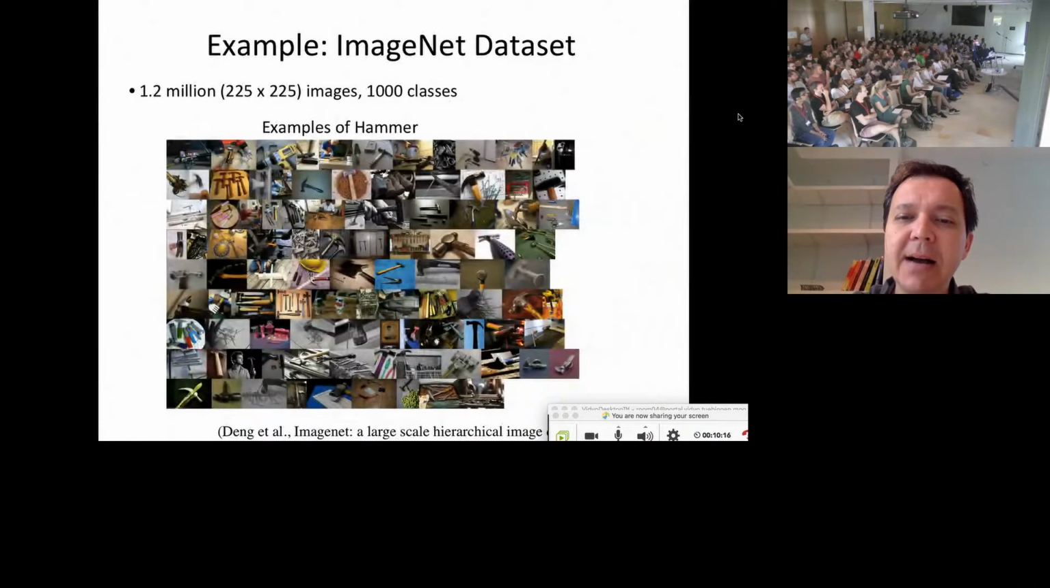But let me give you an example of this setup in practice. This is the ImageNet dataset. It has about 1.2 million images and 1,000 classes. And what you're seeing here are examples of a hammer. You can see the diversity of these examples, and it's pretty incredible that these models are able to classify all these different kinds of hammers very accurately.